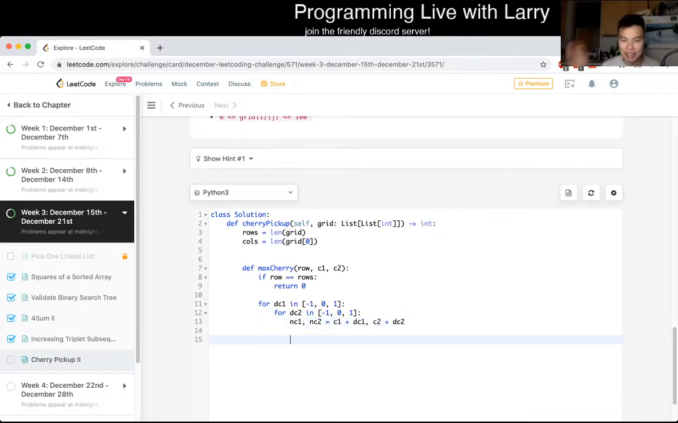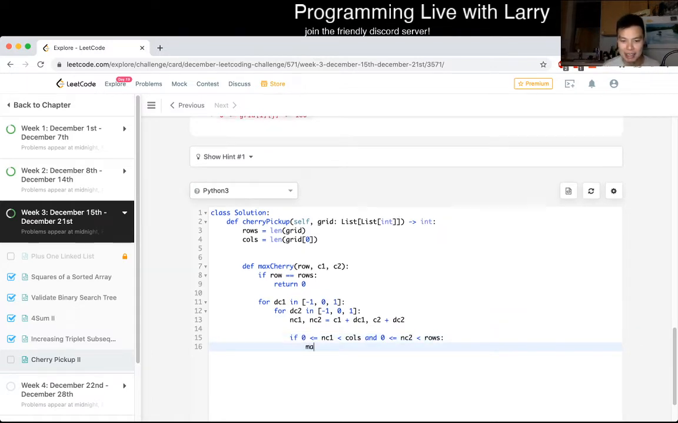And then now we just have to check to make sure that it is within bounds. So if 0 is less than the new space that we're going to, and is less than columns, and of course we have to check the same thing for the second one. And then this is just recursion, right? It's just max cherry of row plus 1, the new C1 and the new C2. So that's the recursion transitive state, the transitions.